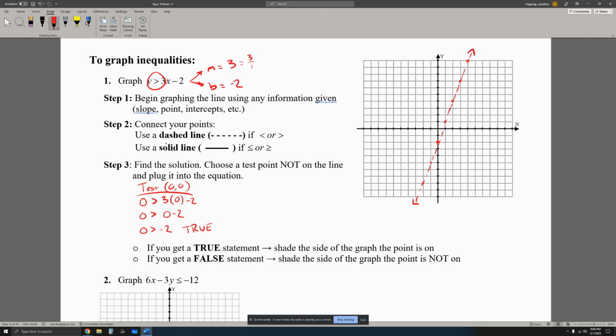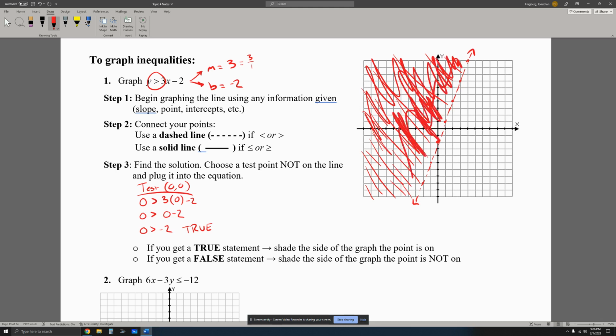Okay, so because we got true when we tested 0, 0, we want to shade the side that contains 0, 0. Okay, so shade in the whole graph, get all the way up to that line, get nice, good shading, right? We want it to be nice and full. So I'm going to shade it real nice so that it's easy for me to tell which side we're shading on. Okay, try not to cross the line here. So try to get real close to the line, but don't cross it.